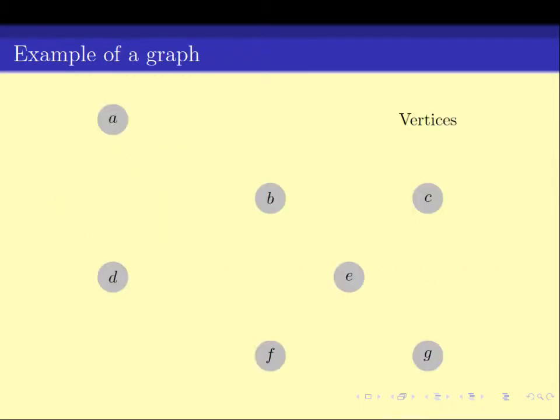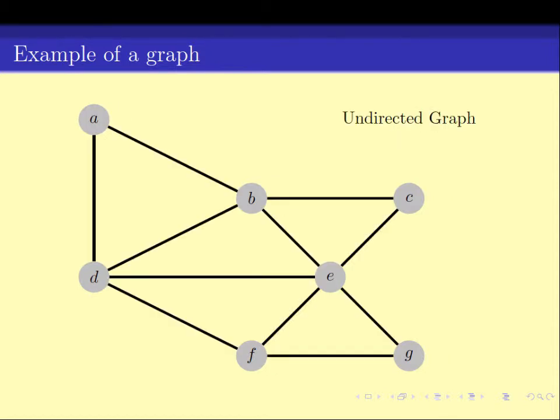So pictorially, we represent graphs as these blobs. Here the vertices are A, B, C, D, E, F and G. We denote the edges, or the relations, by lines drawn from one blob to the other. So here, for example, the edges are drawn between A and D, A and B, B and D, and so on. There is no edge between A and C, which means that A and C are not related in the binary relation.